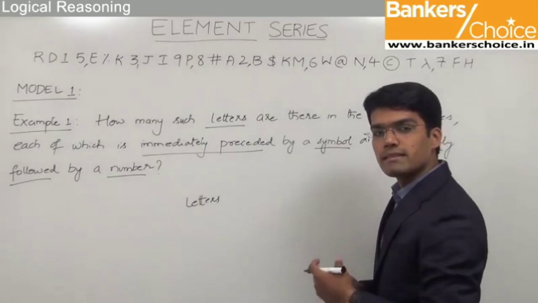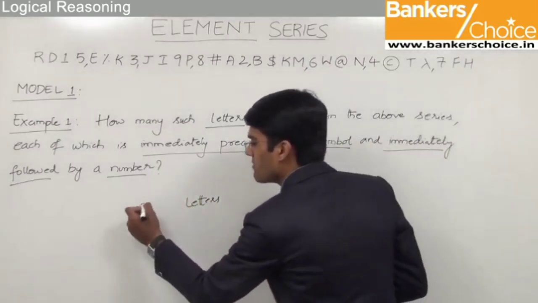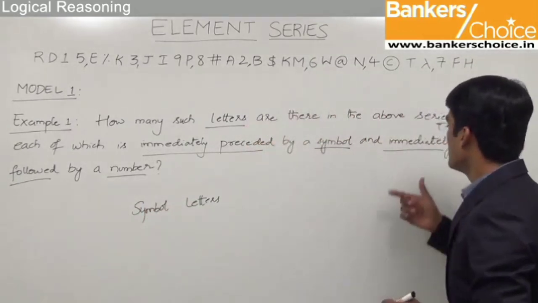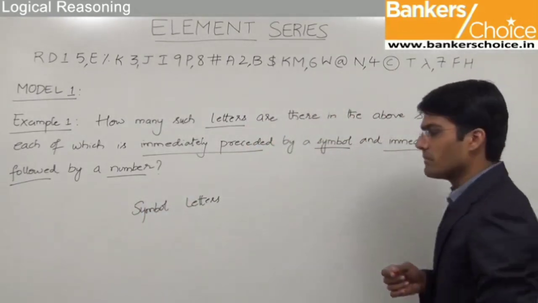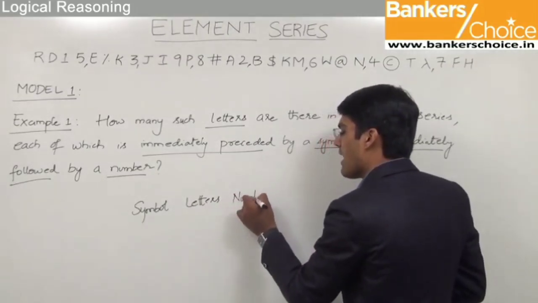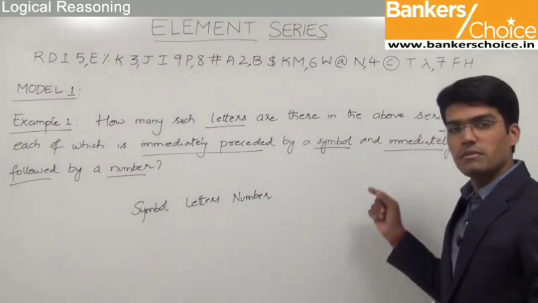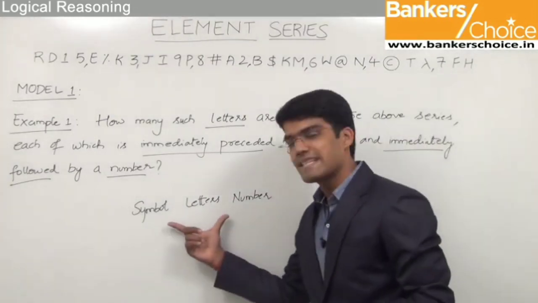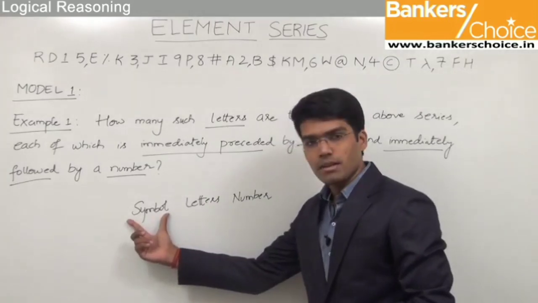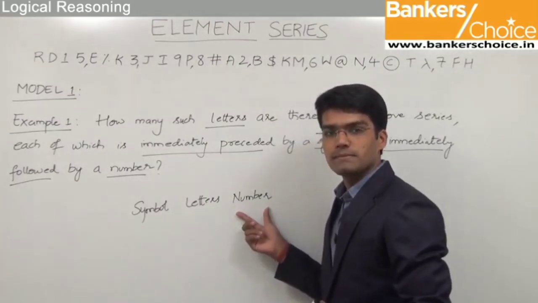As we have already discussed, the one which precedes comes before. So preceded by a symbol. So symbols should come immediately before the letter and it should be immediately followed by the number. So letter should be followed by the number. So number should come after the letter. So from the above series, we are supposed to find out those set of elements where the first element is symbol, the second element is letter, and the third element is number.